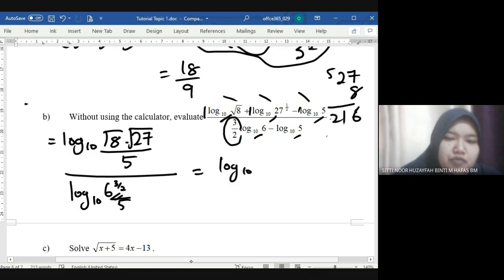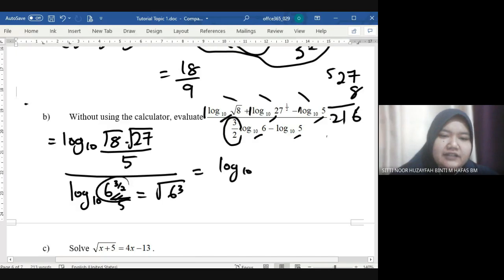Ataupun you pemudah yang bawah ni. 6 ni akan jadi 6 to the power of 3. What is 6 to the power of 3? Square root of 6 to the power of 3. Kan? You boleh tekan kat situ. So 6 to the power of 3, 36 multiplied by 3 is 9108.